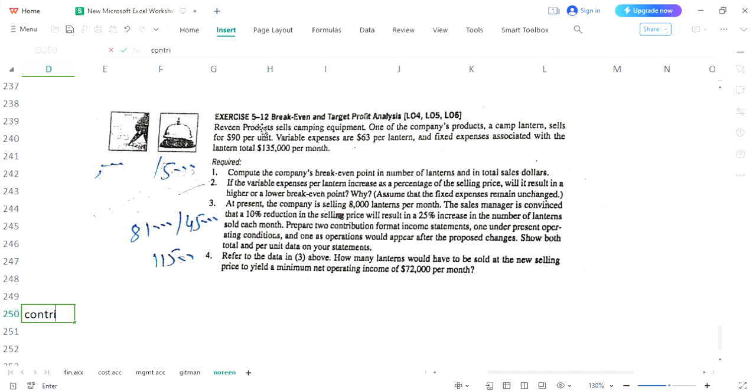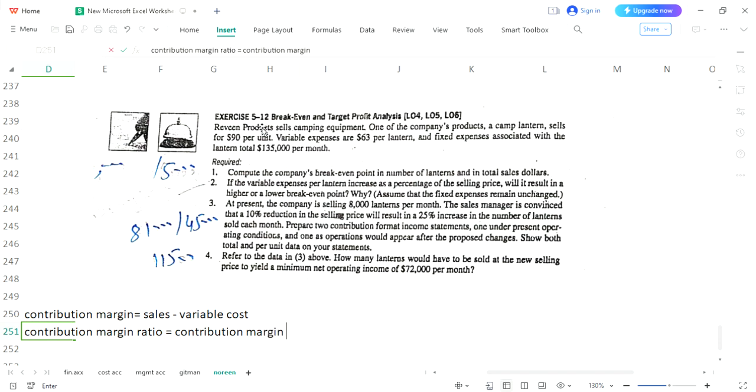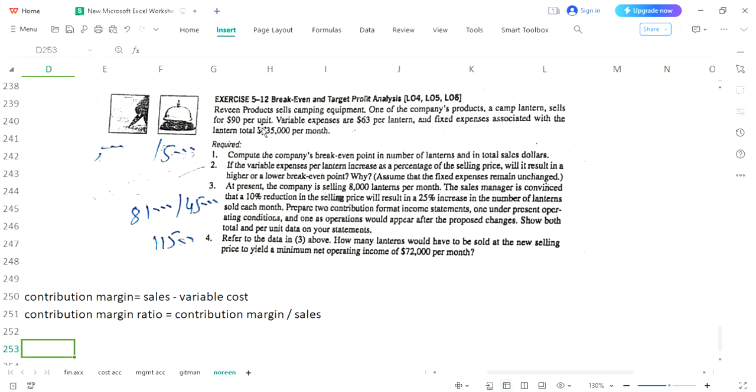What we have studied is contribution margin, and how do you calculate it? By subtracting your variable cost from sales. So you will write sales and subtract your variable cost. Then you have seen contribution margin ratio. Contribution margin ratio was calculated by dividing your contribution margin by sales. So in this way you have calculated your contribution margin ratio.